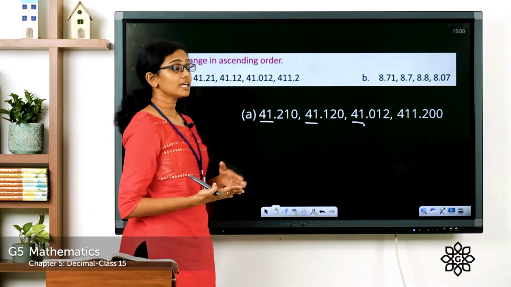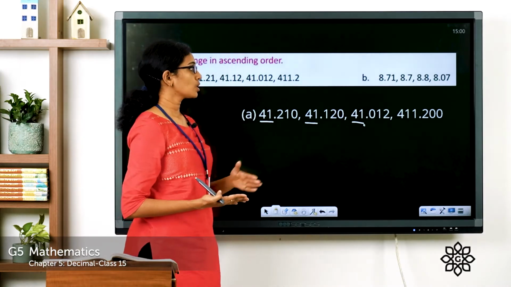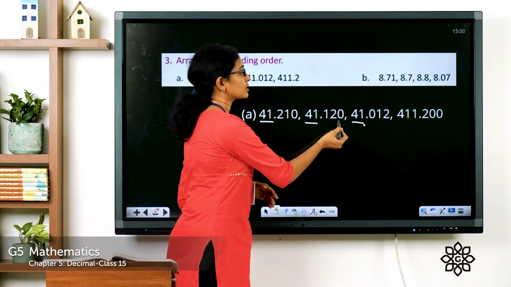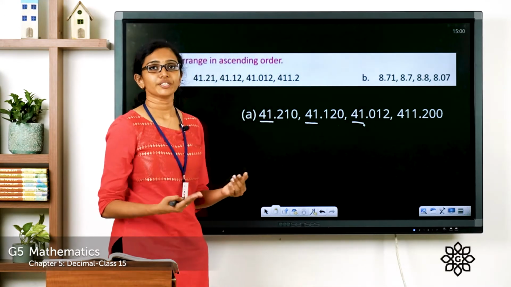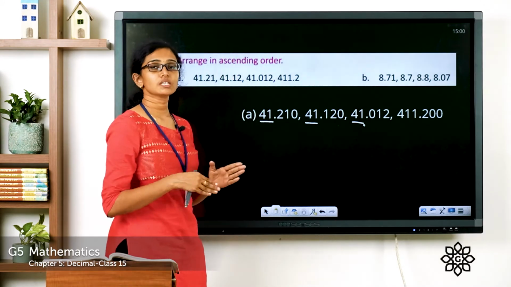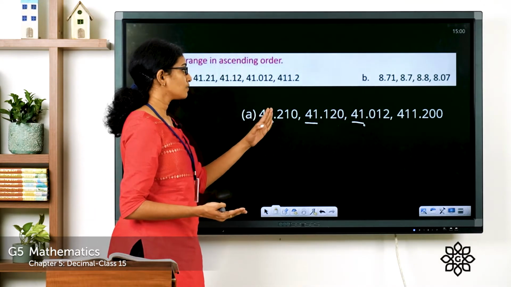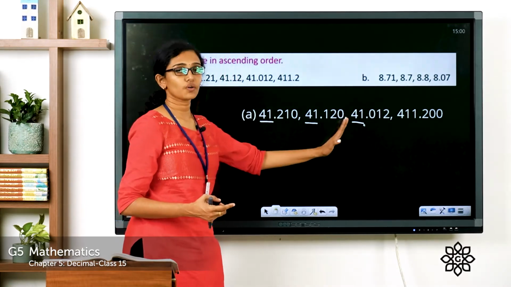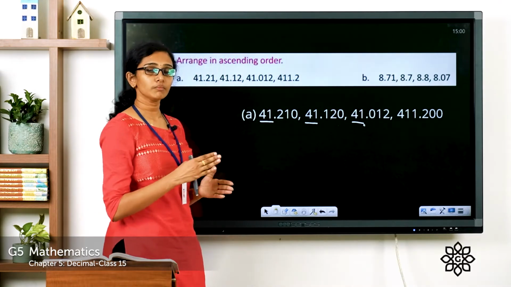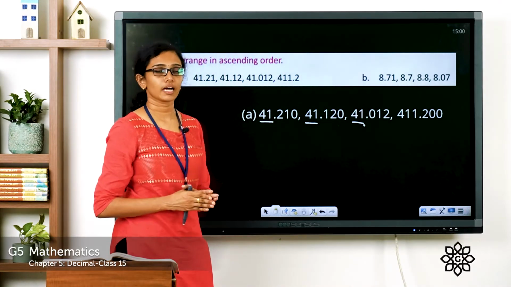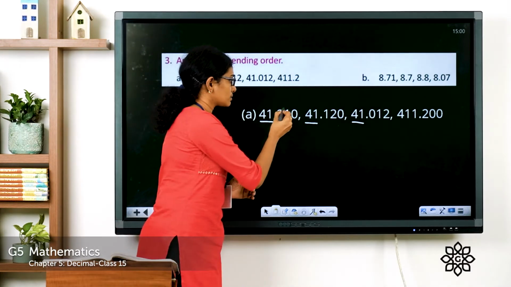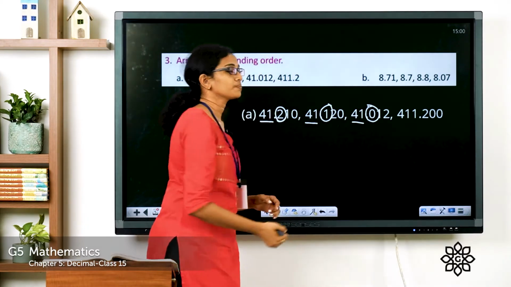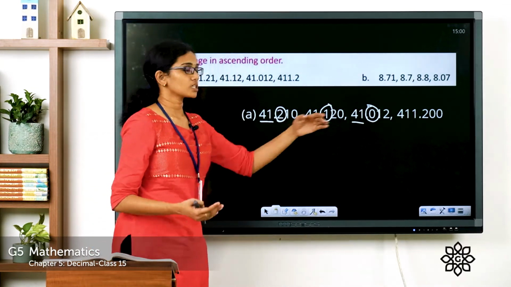Now let's look at the decimal part of the numbers which has the whole number part 41. Here you have 210, here you have 120 and here you have 012. You have to compare each digit one by one. You have to start from the first digit after the decimal point. Compare the first digit after the decimal point in each of these numbers. Then if they are the same, you compare the next digit and it goes on like that. So let's compare the first digit after the decimal point here. Here you have 2, here you have 1 and here you have 0. Which is the smallest? 0 is the smallest.